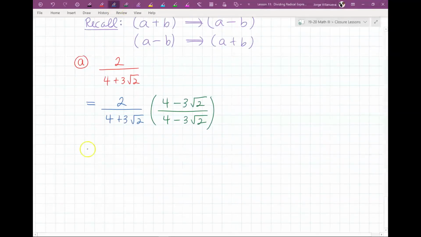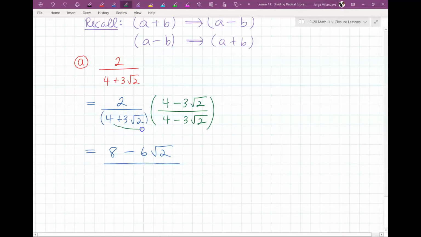I'm going to go ahead and multiply. Let's start with the 2. 2 times 4 is 8, minus 2 times 3, that's 6 radical 2. So far so good, no big deal. For the next ones though, I'm going to have to use first, outer, inner, last. We're going to have to FOIL.